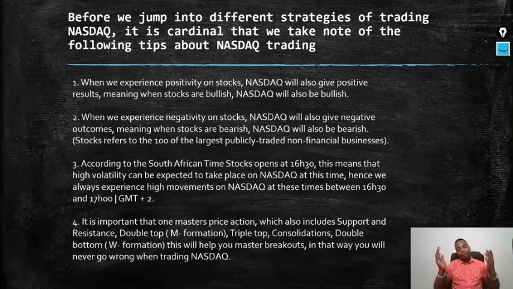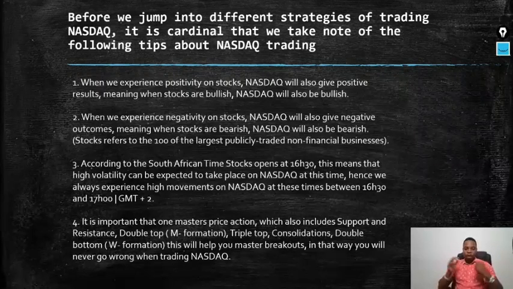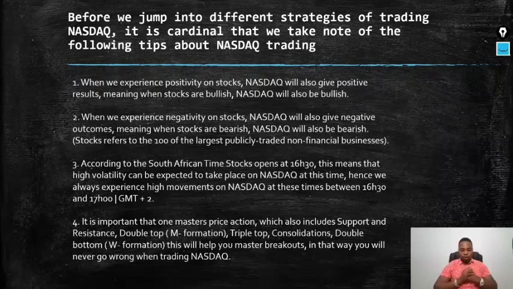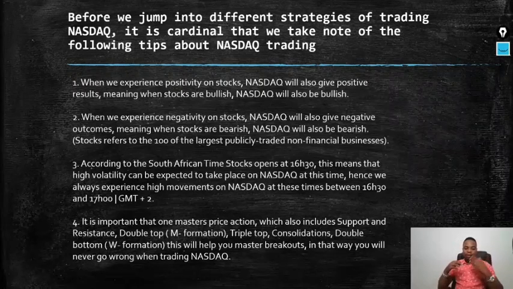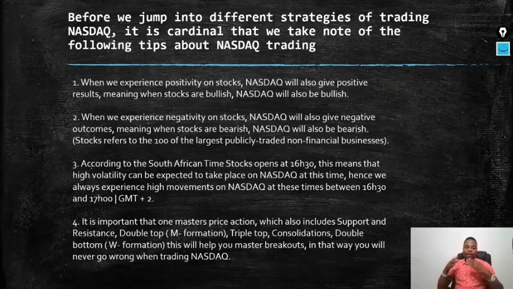The other point which is much more important that you must take note of is that you master price action, which also includes your support and resistance, your double top, which is your M formation, your triple top, the consolidation, and the double bottom, which is your W formation. This will also help you master breakouts. In that way, you will never go wrong when it comes to trading NASDAQ.